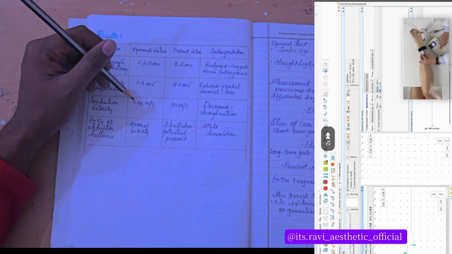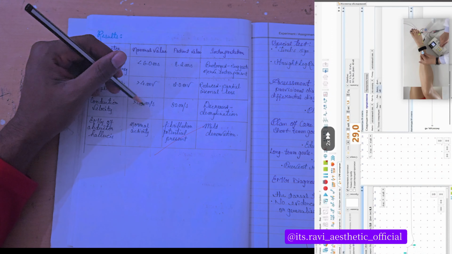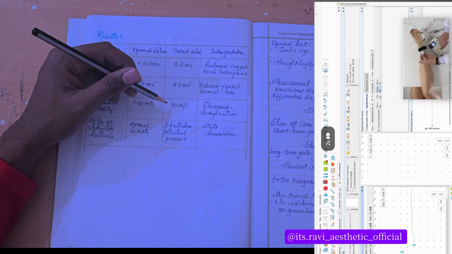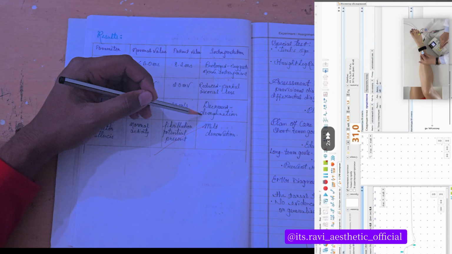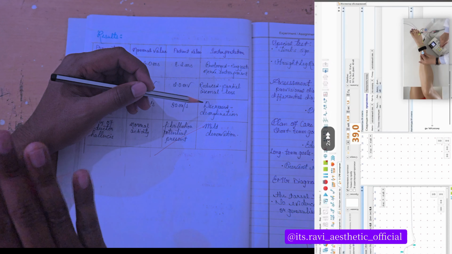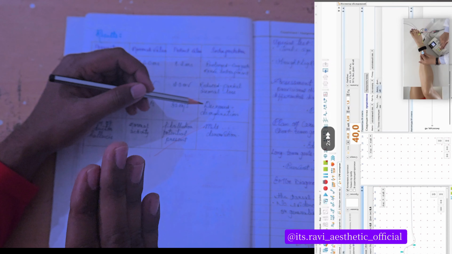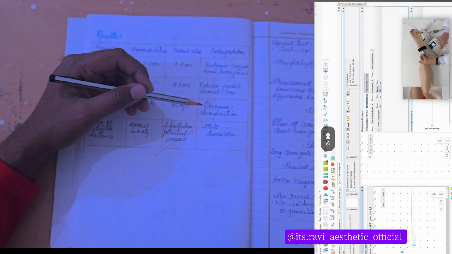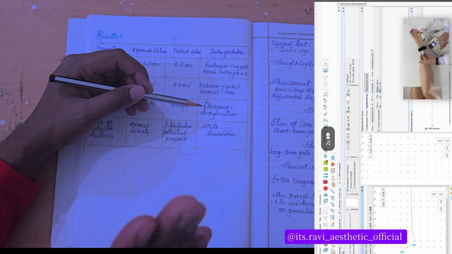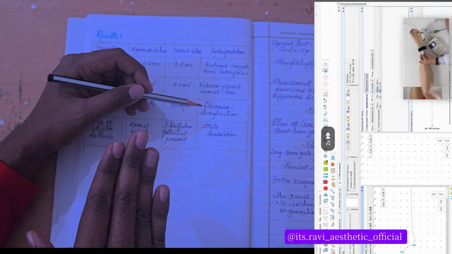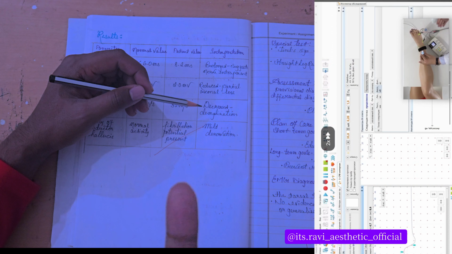Conduction velocity. The normal value is greater than 40 meters per second. The patient value is 30 meters per second. This indicates decreased conduction, demyelination. It means the patient complains that the severity of the tingling and burning sensation increases, and the myelin sheath of the neuron decreases their resistivity, and the tingling sensation will be enhanced.